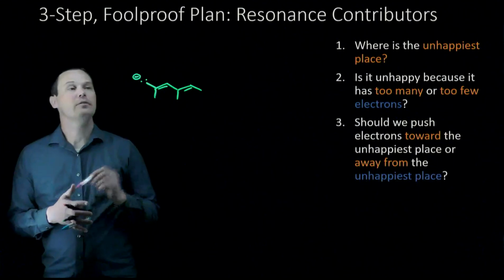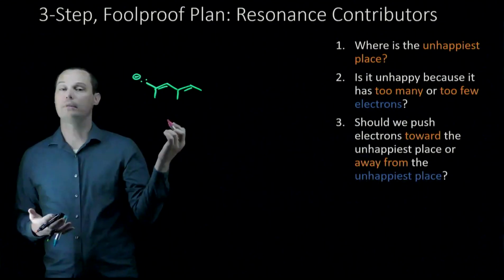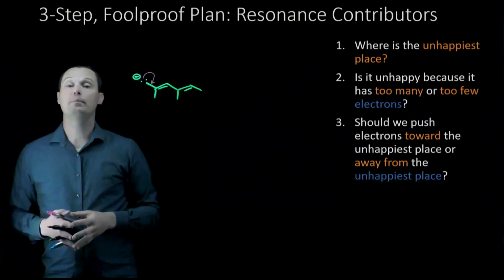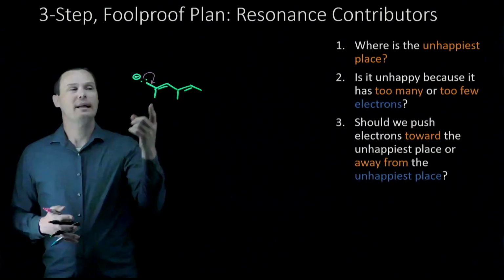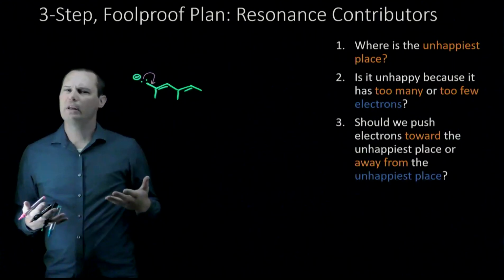So let's do it. If this negative charge is the unhappiest place because it has too many electrons, we should push electrons away. Like to where? I can take this lone pair of electrons and I can drop it down to form a new pi bond between carbons 1 and 2. That's going to build up too much electron density around carbon 2, though, so I need to break that pi bond. What can I do with that pi bond?